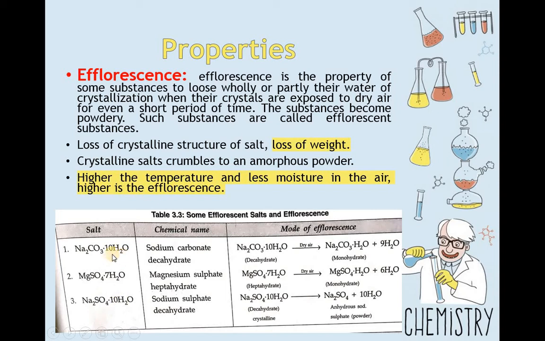Here copper sulfate.5H2O is also an example. I have given some other 3 examples, but copper sulfate.5H2O is also an example. Crystalline salts crumble into an amorphous powder. If you have the temperature higher and less moisture in the air, higher will be the loss of water or efflorescence.